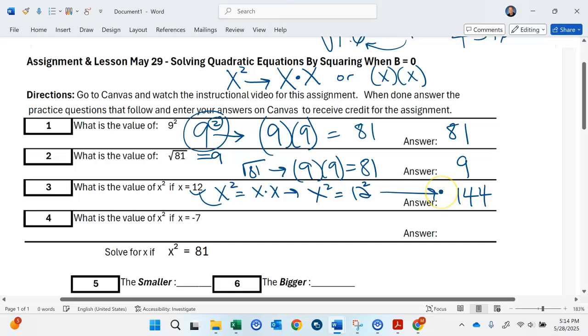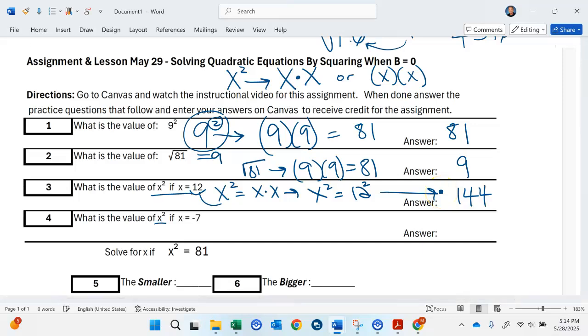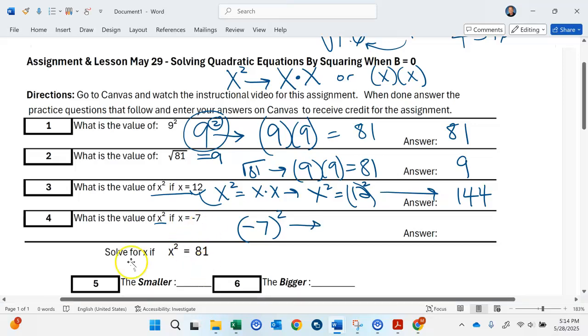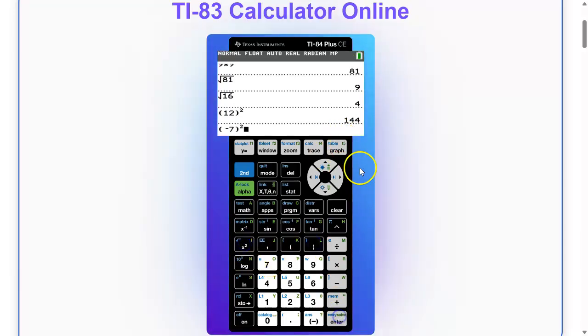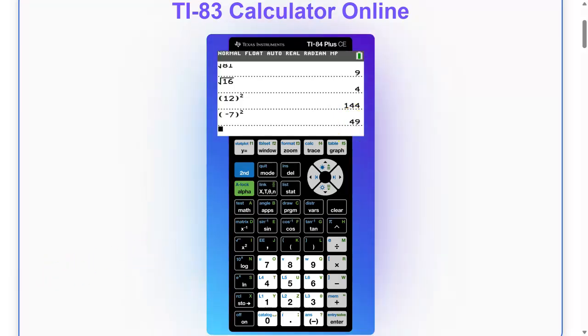Okay, same kind of question here. What is negative 7 squared? And very important, put in the parentheses, I should have done that too, and you go to your calculator. When you do a negative, remember, make sure you have the parentheses, and you need to use the negative key right here: negative 7, parenthesis, and then squared, enter, equals 49.